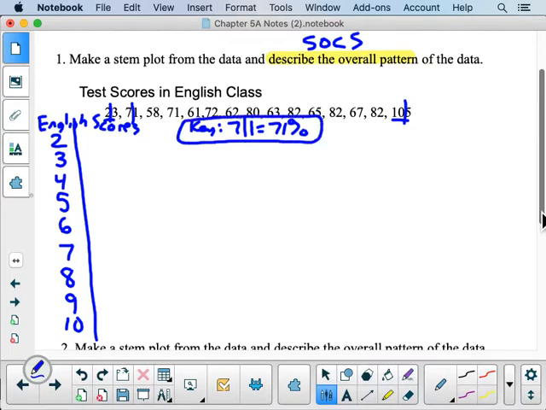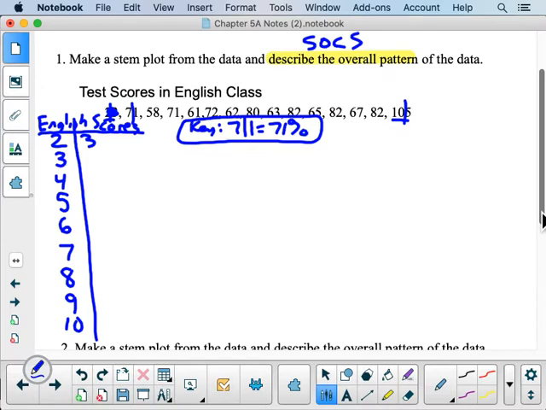Okay, and then we make our picture from there. Okay, we have a title, even though I kind of had to squeeze that in. Then we have a key. All right, so I'm going to start in the 20s. I have a 23, and that's it. Okay, I have nothing in the 30s, nothing in the 40s.